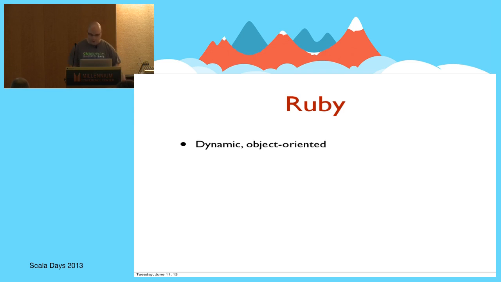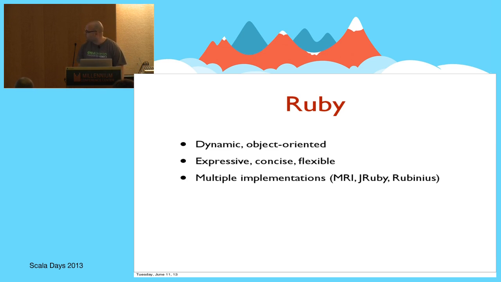For those of you who don't know, it's a dynamic object-oriented scripting language. One of the things that people love about Ruby is that it's extremely expressive and flexible. You can do many interesting things with it. And developers love that, right? There are multiple implementations. There's MRI, which is the Matz Ruby Interpreter. That's the C-based version that most people use. There's JRuby, which sits on the JVM, and Rubinius, which has its own C++ VM.